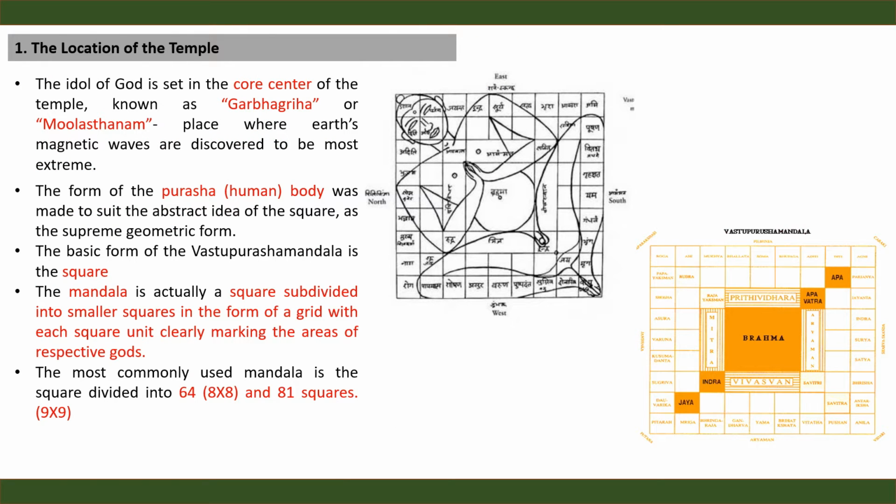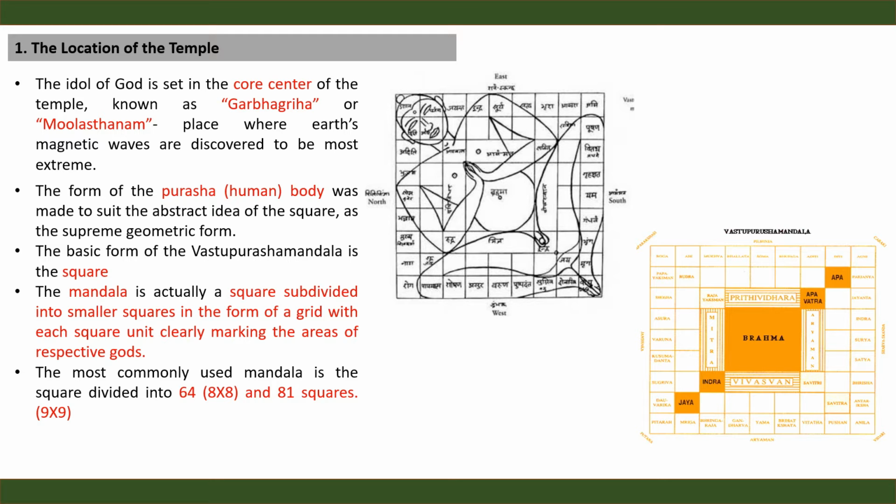Next is the location of the temple, the science behind the location of the temple. That is, the idol of the god is set inside the core center of the temple, which is known as Garbhagriha, or the main sanctum, or Mulasthanam, the place where the earth's magnetic waves are discovered to be the most extreme.